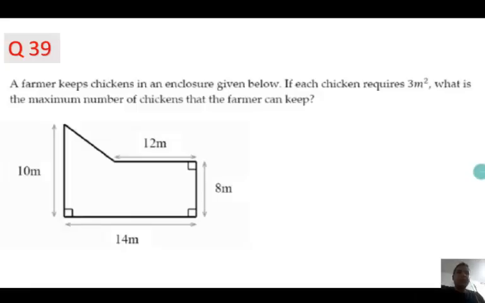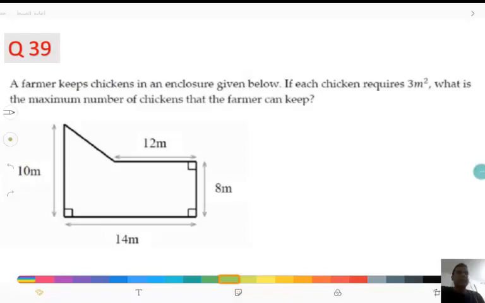A farmer keeps chickens in an enclosure given below. If each chicken requires 3 square centimeters, what is the maximum number of chickens that the farmer can keep? To solve this question, we should find the area of the shape divided by the area of each chicken to find how many chickens we have.